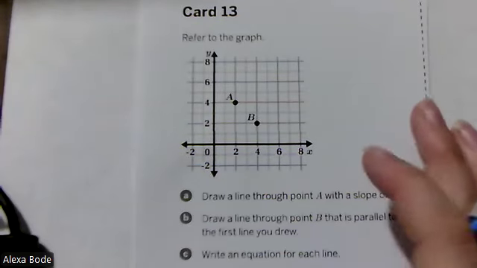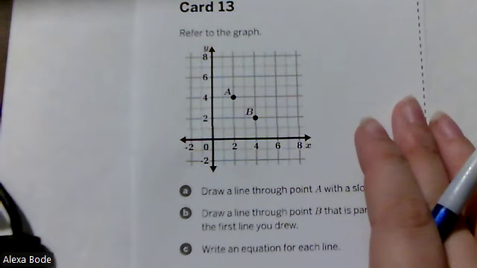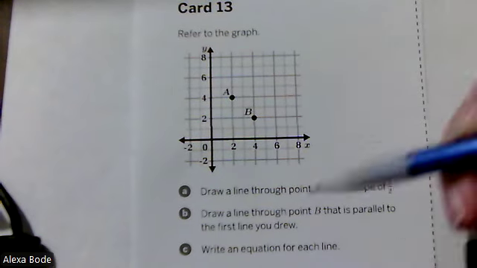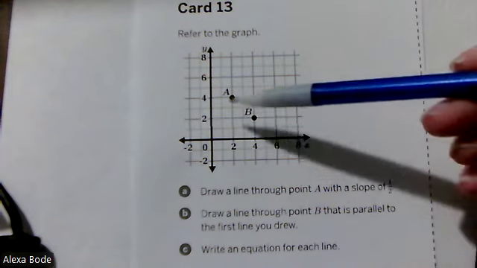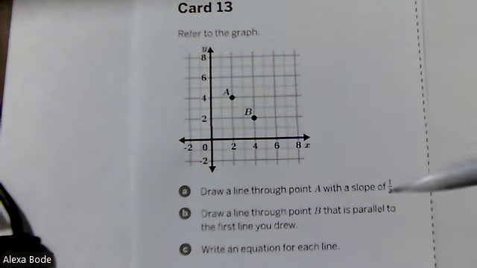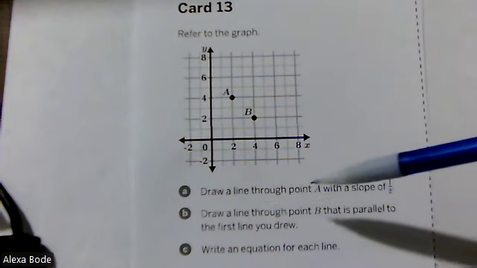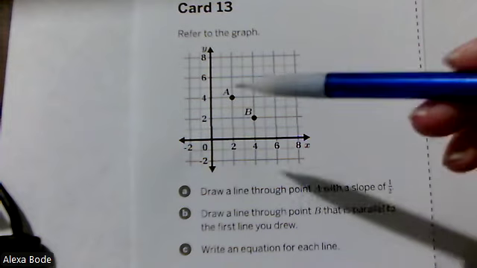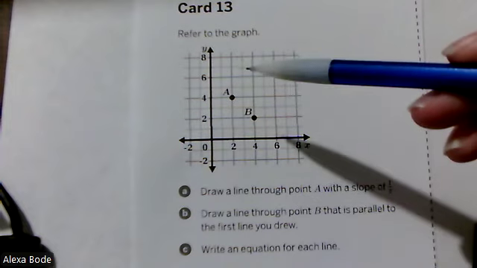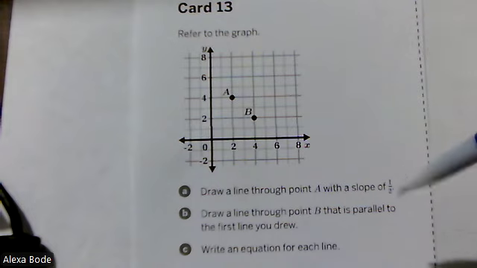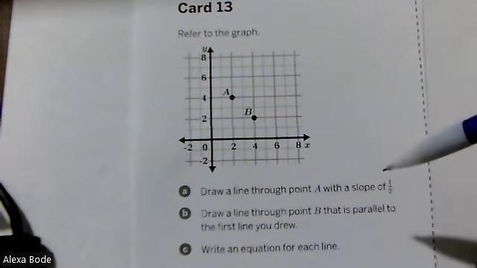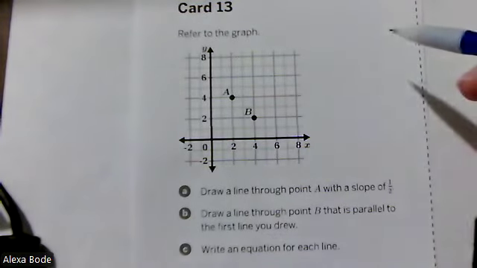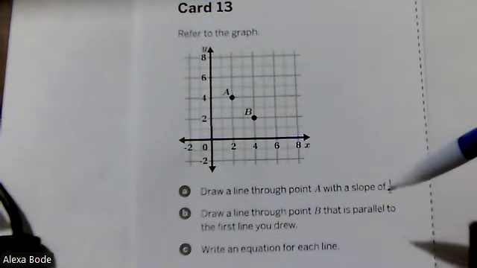Okay, guys, so card 13 is another one that's a little bit difficult, as it's not something that we've really broken down and talked about in this way. But we have a graph with points A and B on it, and it says draw a line through point A with a slope of 1/2. So we've never actually drawn lines given a point or given a slope. We've drawn lines given multiple points, but not given the slope.